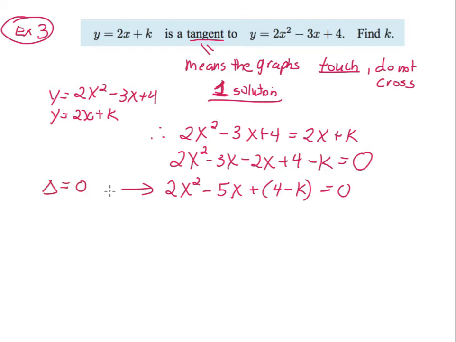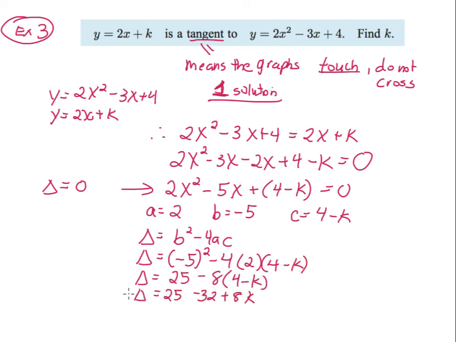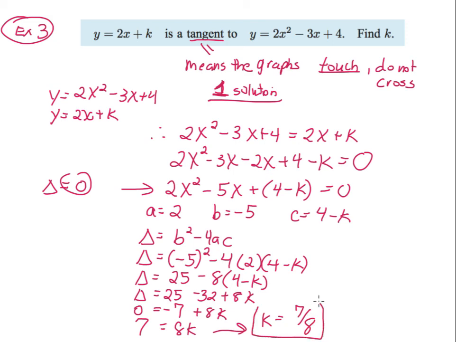Now this equation only has one solution. And from previous sections in this chapter, in order to have one solution to a quadratic equation, our discriminant must be equal to 0. So remember, our discriminant is b squared minus 4ac. So that's going to be -5 squared minus 4 times 2 times 4 minus k. Simplifying this expression down. Remember, to find when this line is tangent to our quadratic equation, we want the discriminant to be equal to 0. So I'm going to replace our discriminant with 0 and solve for k by adding 7 to each side and dividing by 8. So I've finished this problem. K is equal to 7/8.